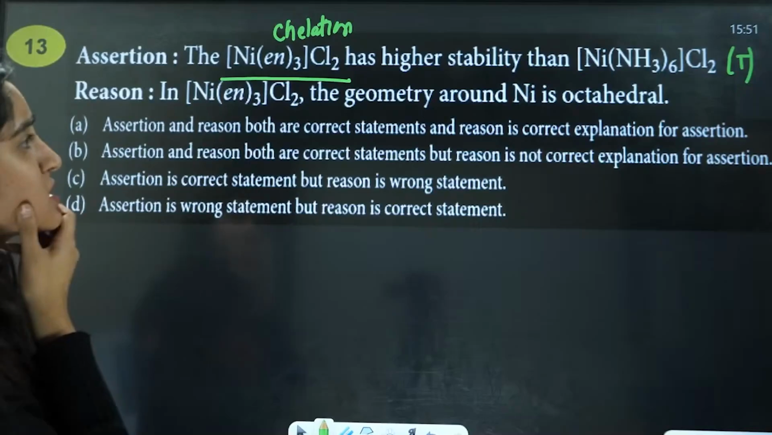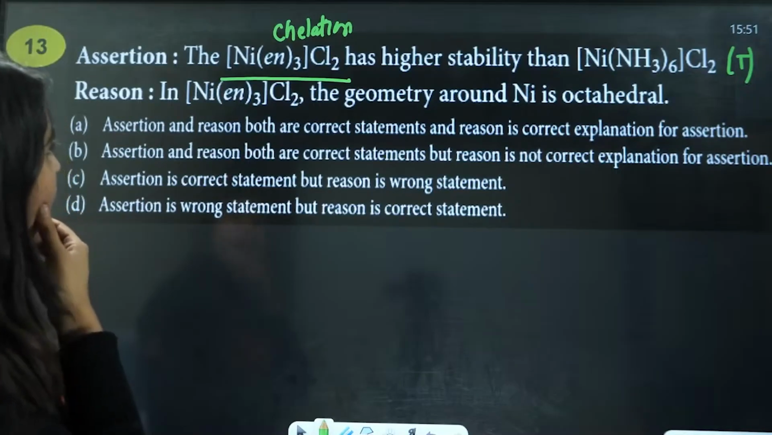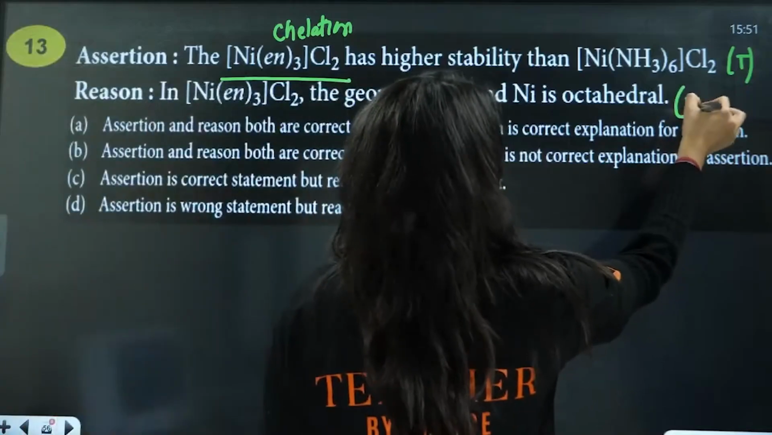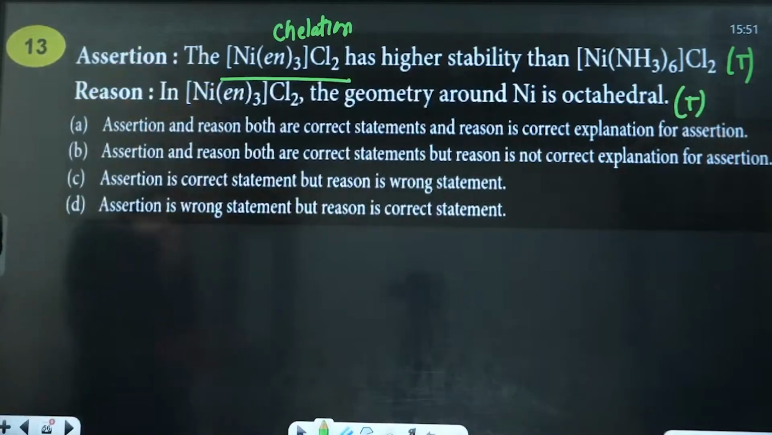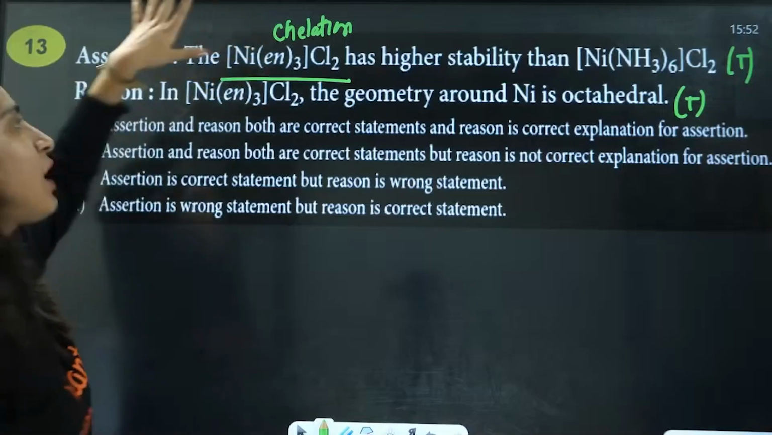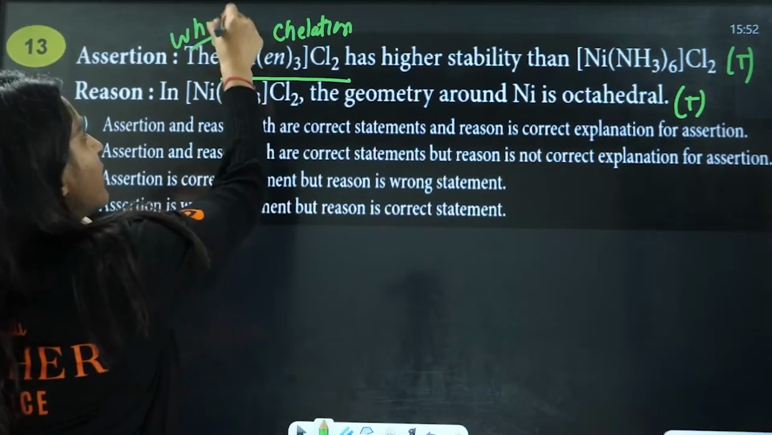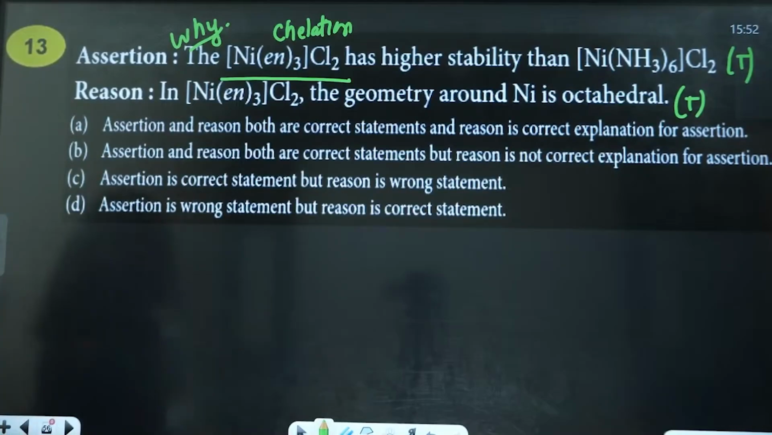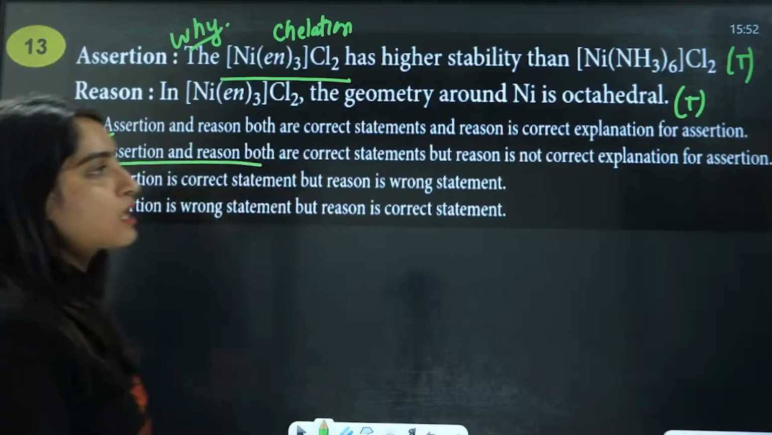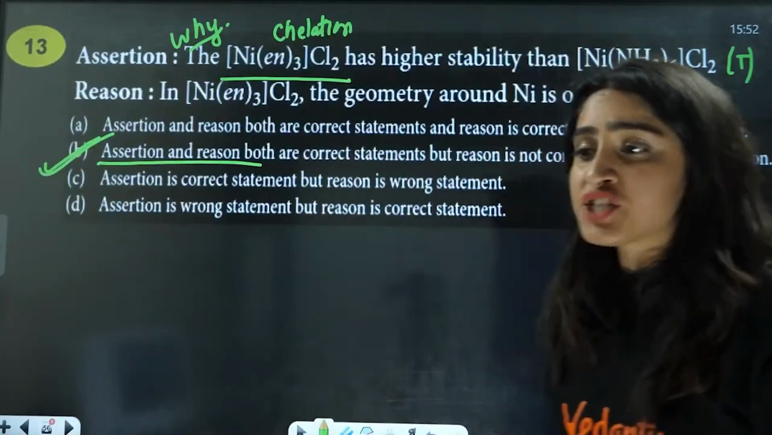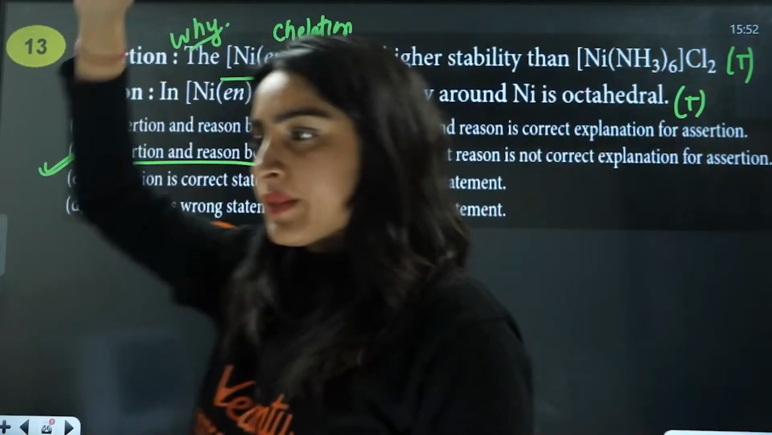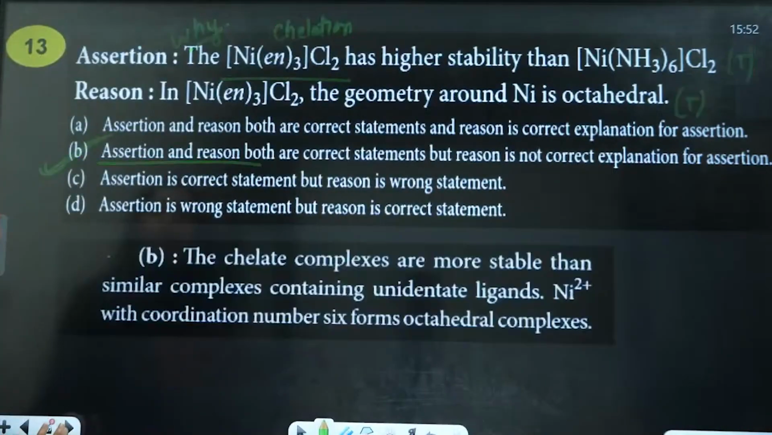Is this so? Yes, the geometry around nickel is octahedral. That is true. But if you ask why here, is there any relation between these two things? There is no relation between these two things, so the answer is going to be B. This is a different statement, and this is a different statement. Both are correct statements, but there is no reasoning to this.